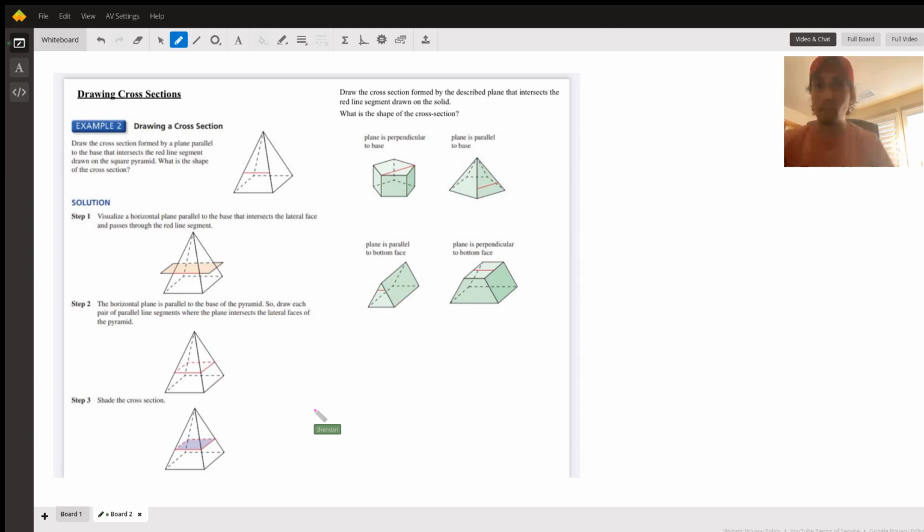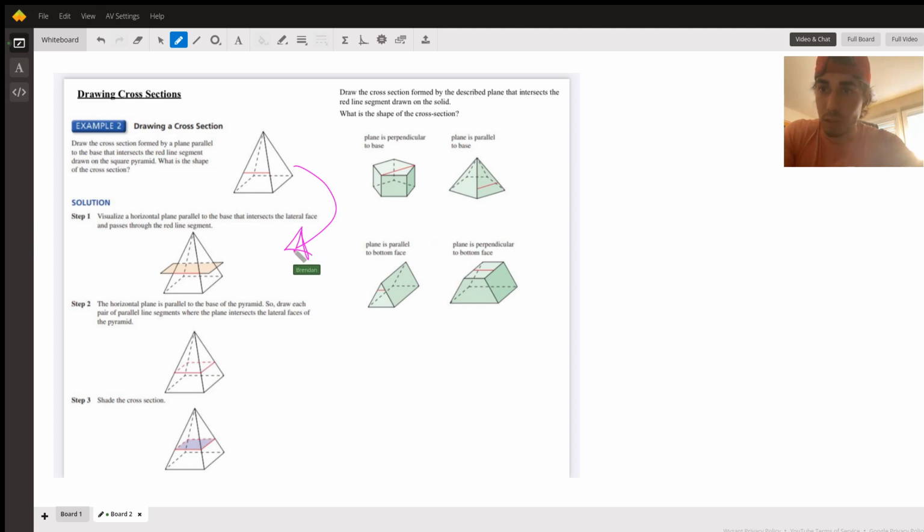All right. Point 2, drawing a cross section. So this is about how you're going to be able to draw them yourself. So it says, draw the cross section formed by a plane parallel to the base, right? So that's saying if this is my base, right, we're going to be parallel, right? No slant angle. It's not going this way, not this way. They're parallel, right? Going the same direction. And it intersects the red line segment. All right. What is the shape of the cross section?